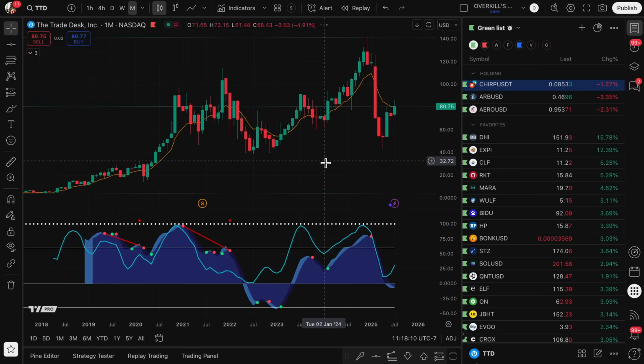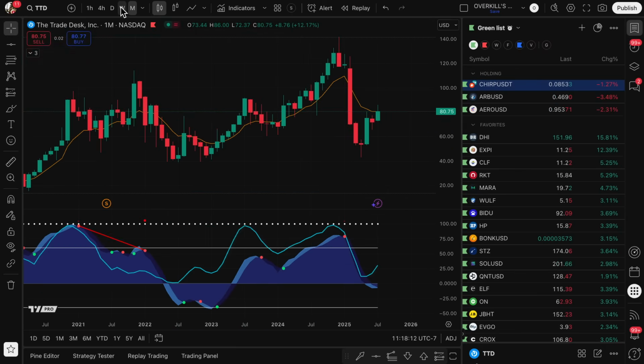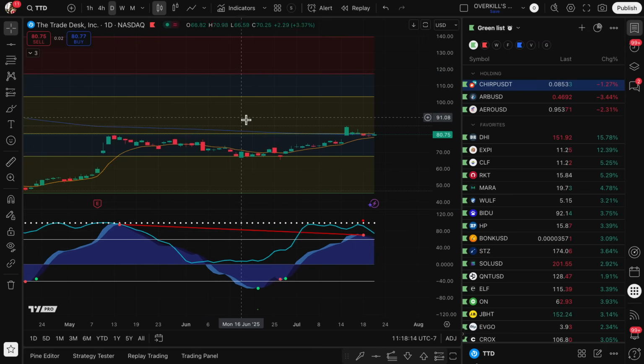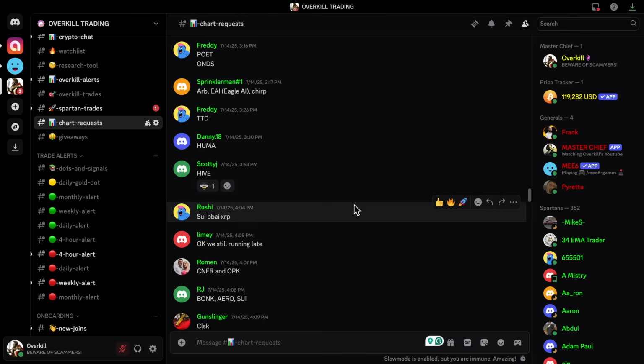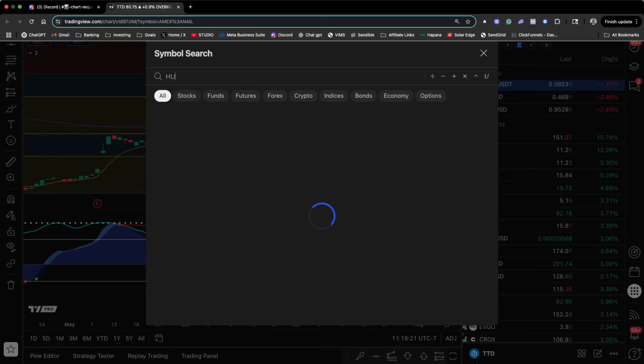We got TTD. This one still looks good too. I still really like this one. It doesn't have the monthly yet, but that should come here anytime. And that one's got a nice range back up there to 120 to 140. Let's look at Huma.